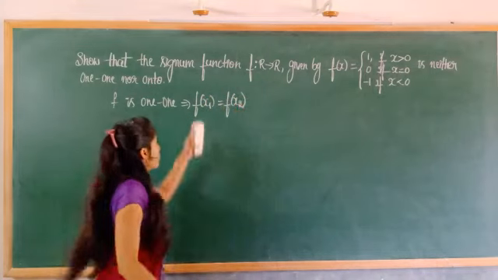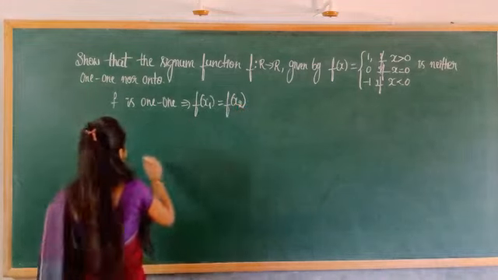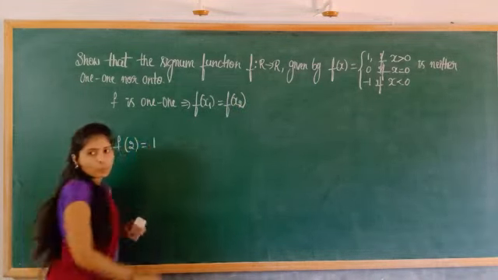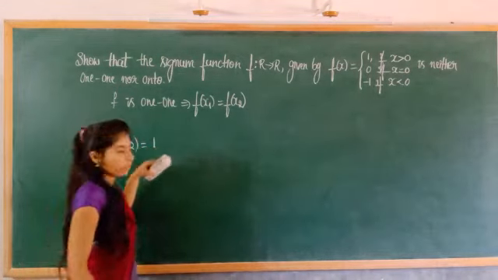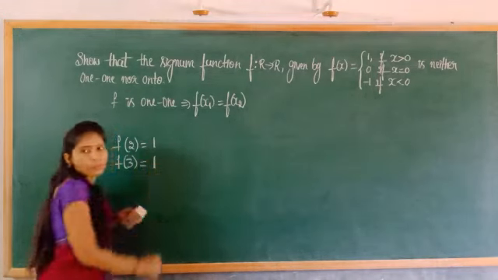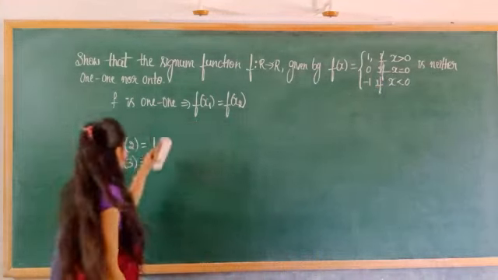Right. So f of x1 is equal to f of x2. If I take f of 2, I will get 1. Why? Because x is greater than 0, then I will get 1 only. If I take f of 3, this is also 1. Why? Because x is greater than 0, and greater than 0 means it is equal to 1 only.